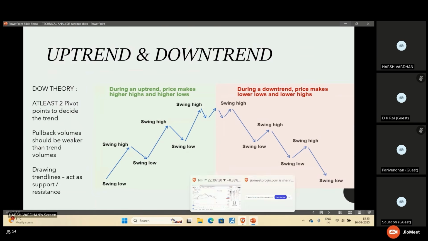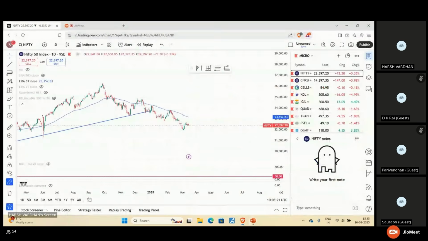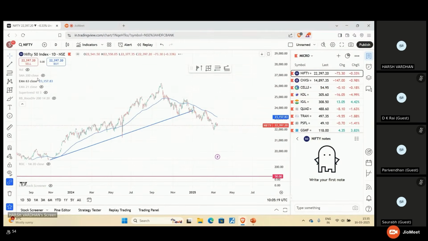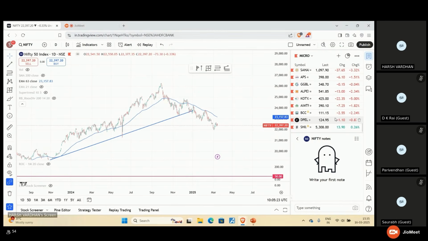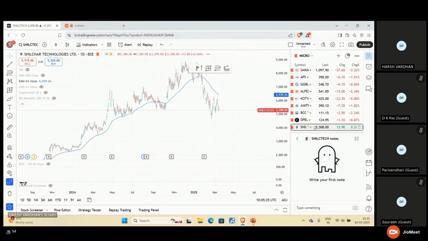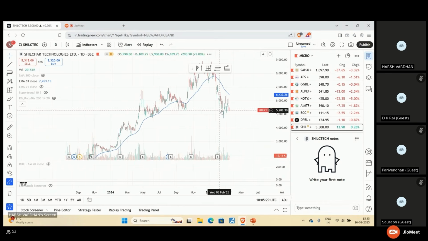Can you show the volumes on the chart also? Yeah, sure. I will show some stock specific examples. So this is the volume.